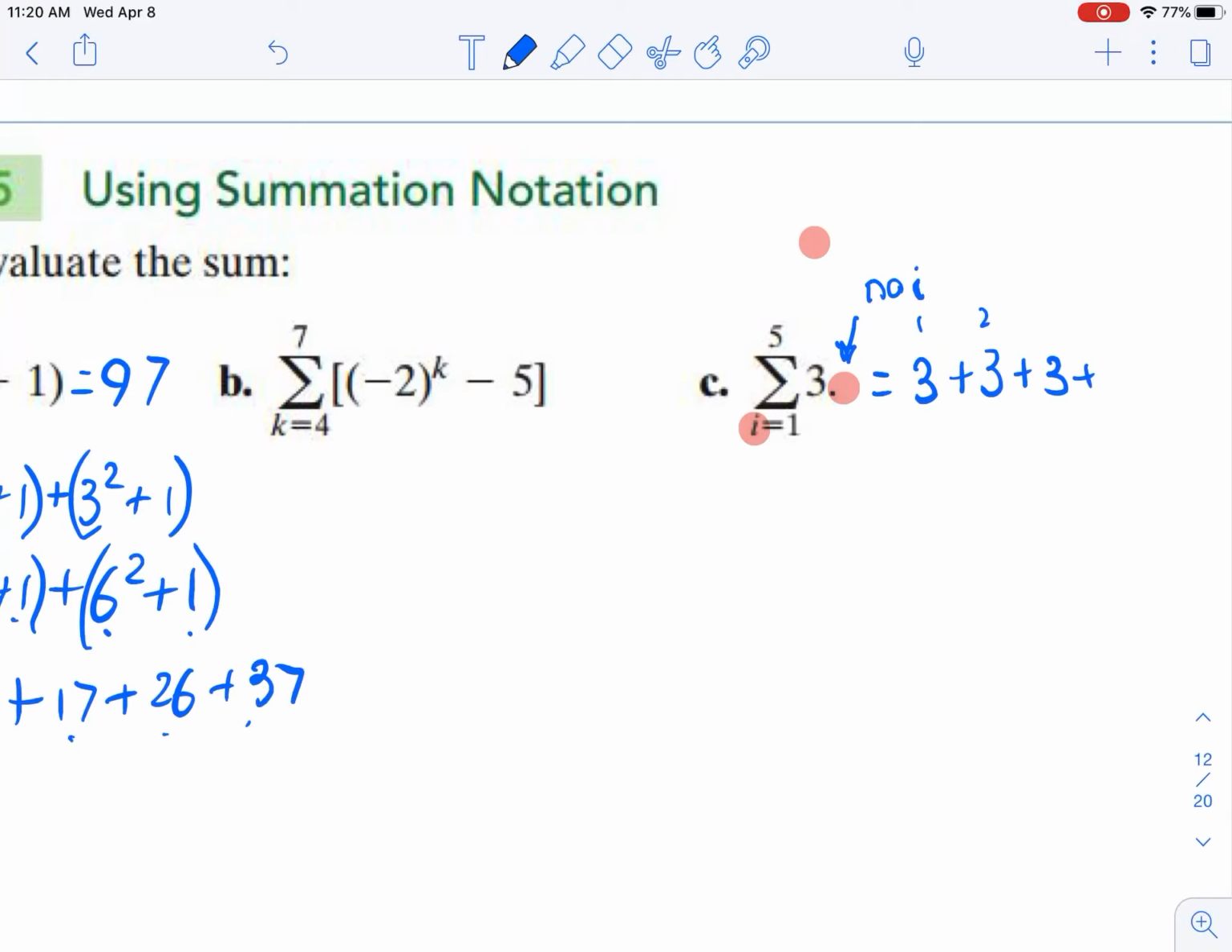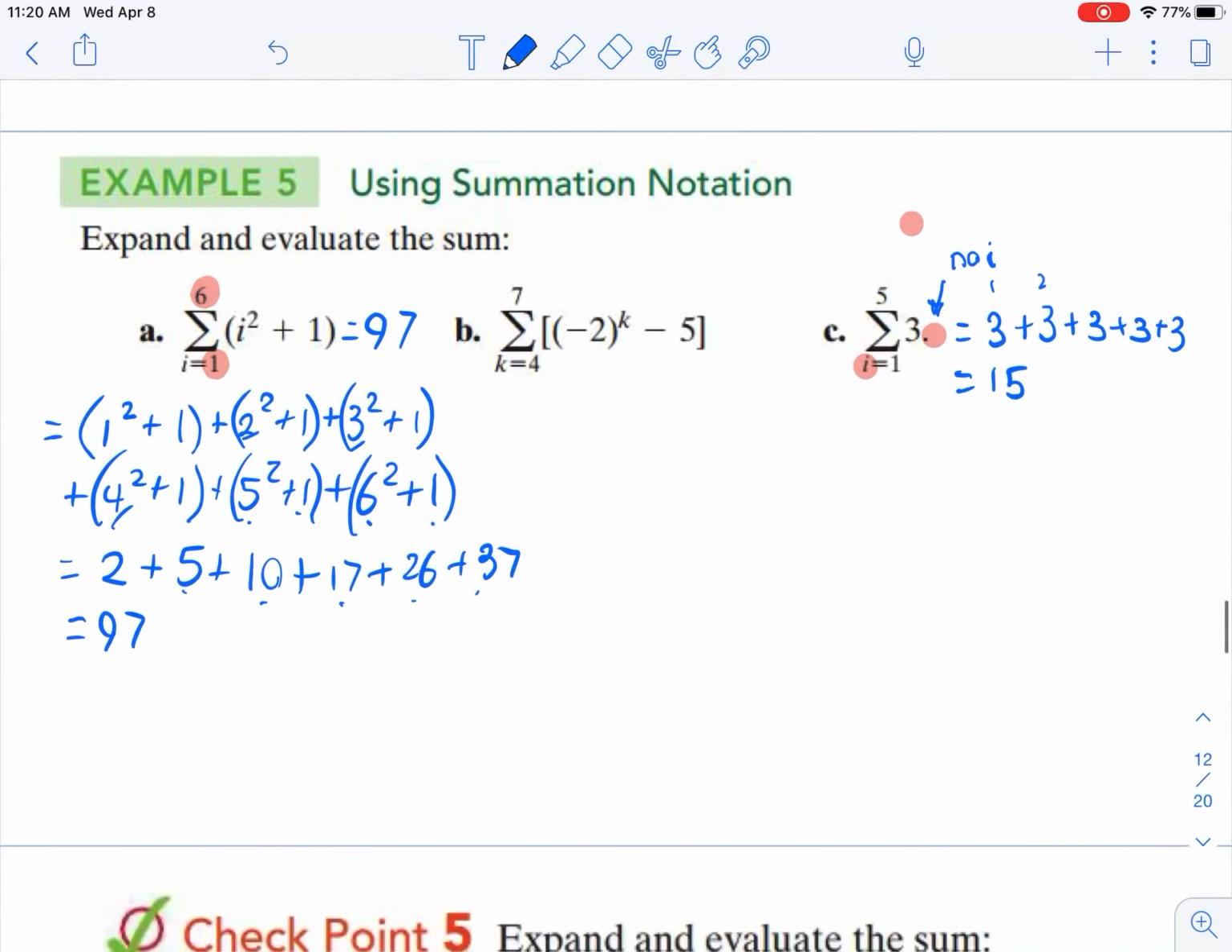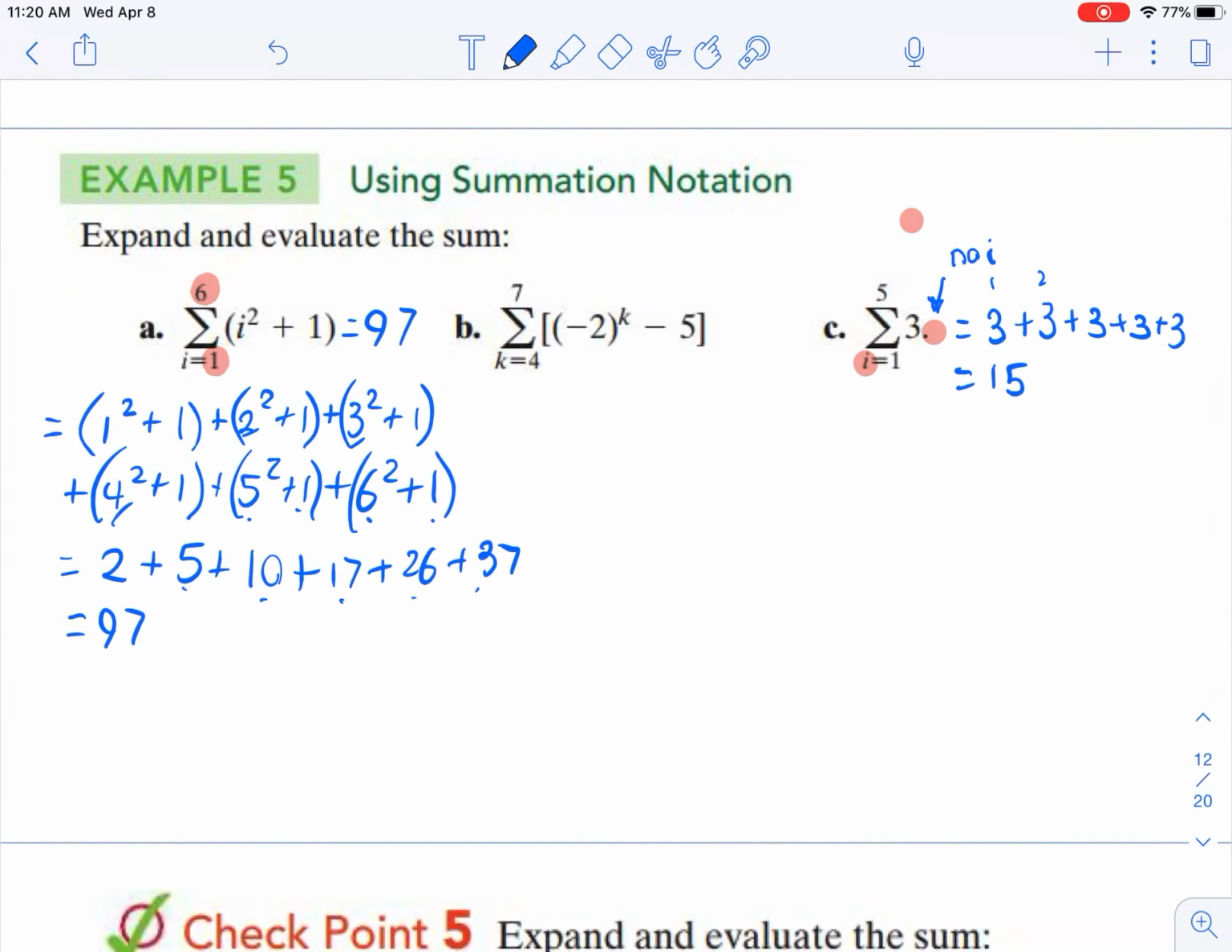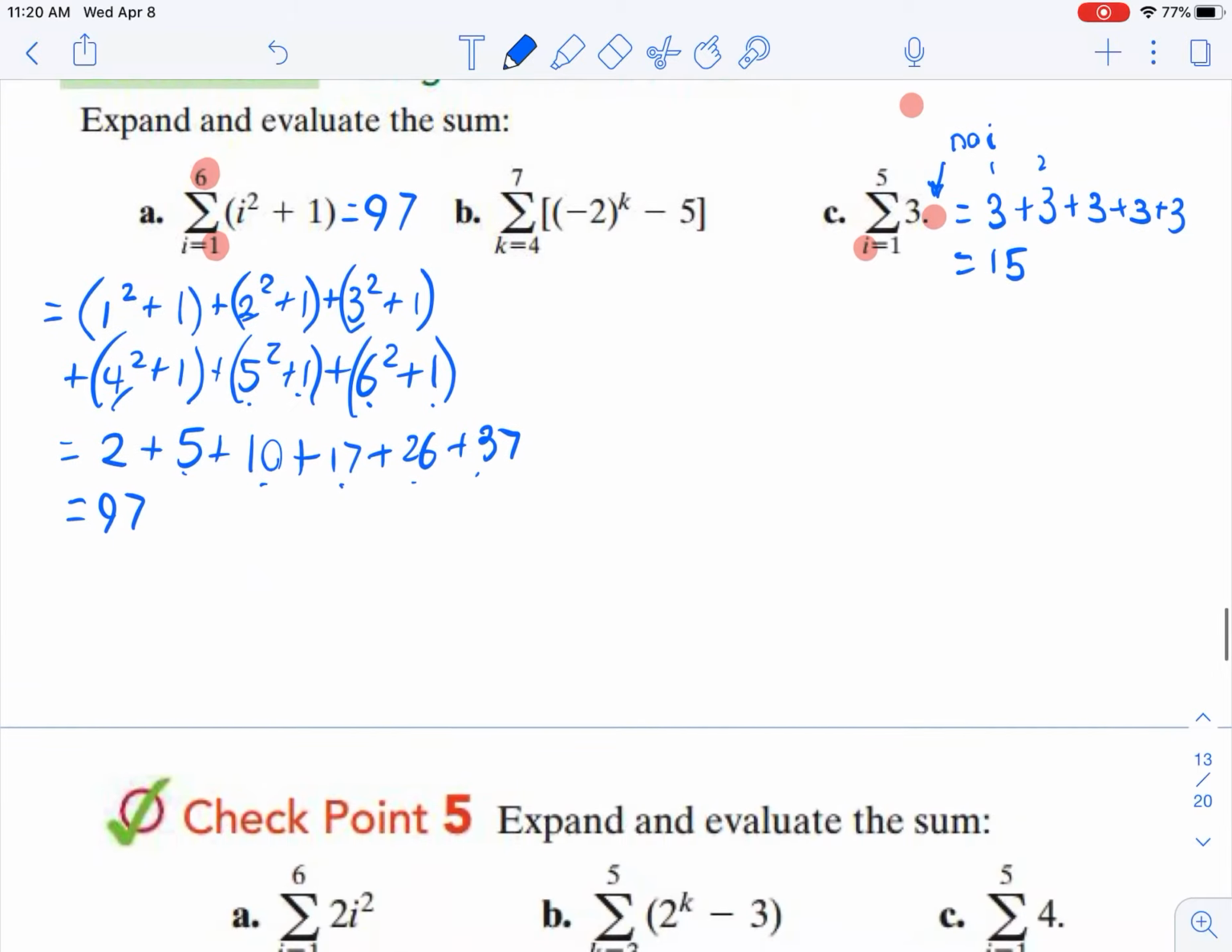Then we're going to get 3. And then we're going to get 3 again, right? So for each of these, we're going to get 3 5 times, which gives us 15. Okay. So with that, I want you guys to go ahead and take a moment, finish off example 5B, and then try out checkpoint 5 for me, please. So go ahead and take a minute for that.